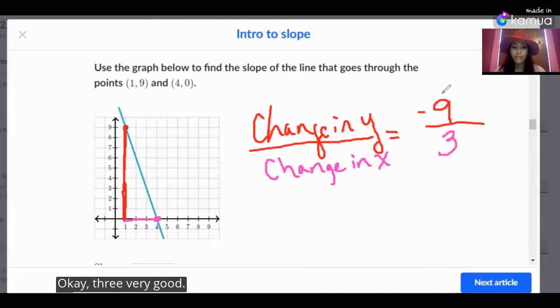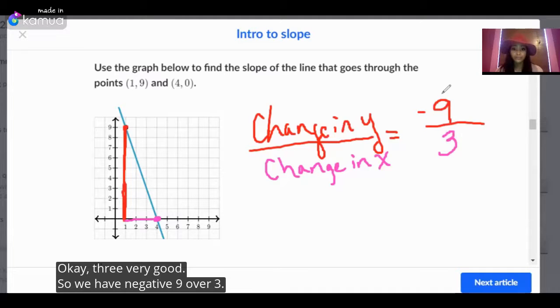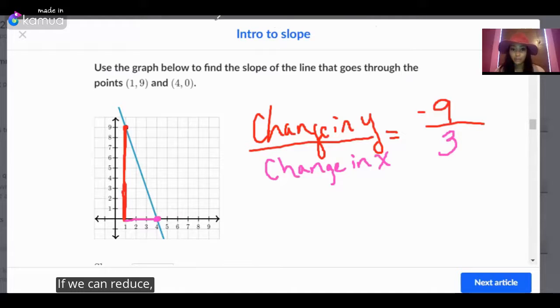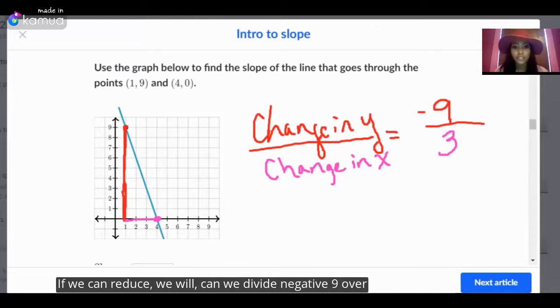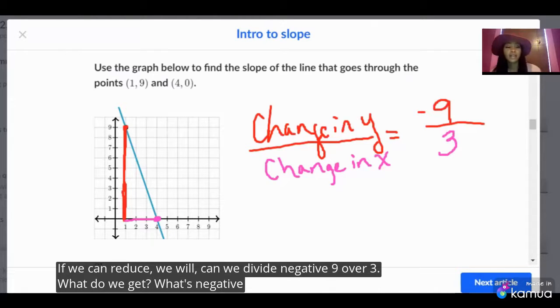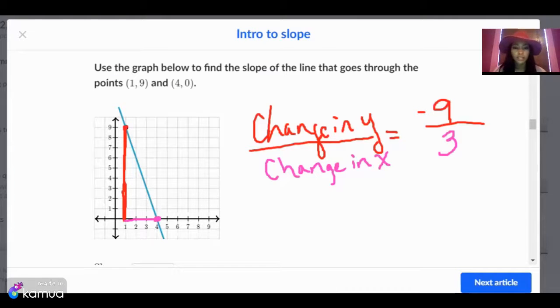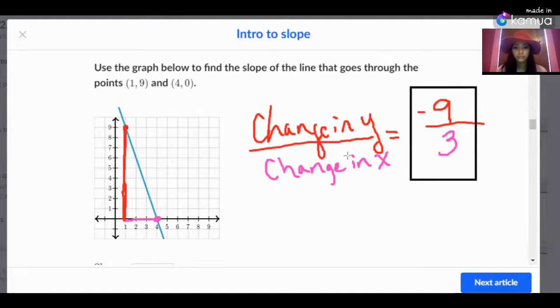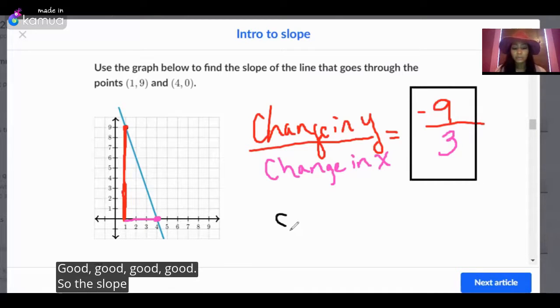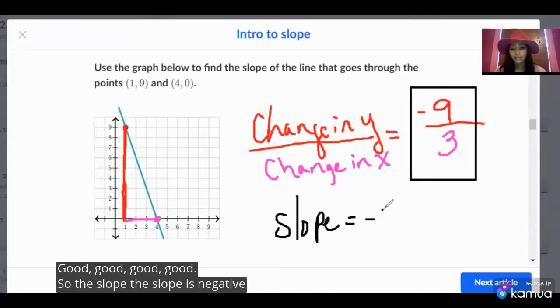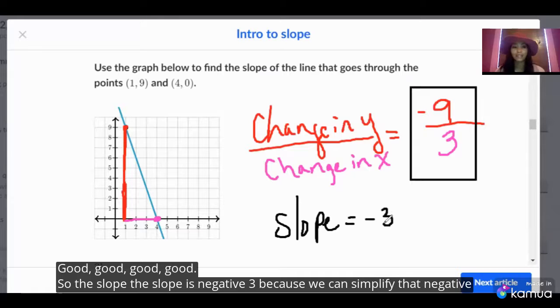Okay, 3, very good. So we have -9 over 3. If we can reduce, we will. Can we divide -9 over 3? What's -9 divided by 3? Good, good. So the slope is -3. So we can simplify that, -3.